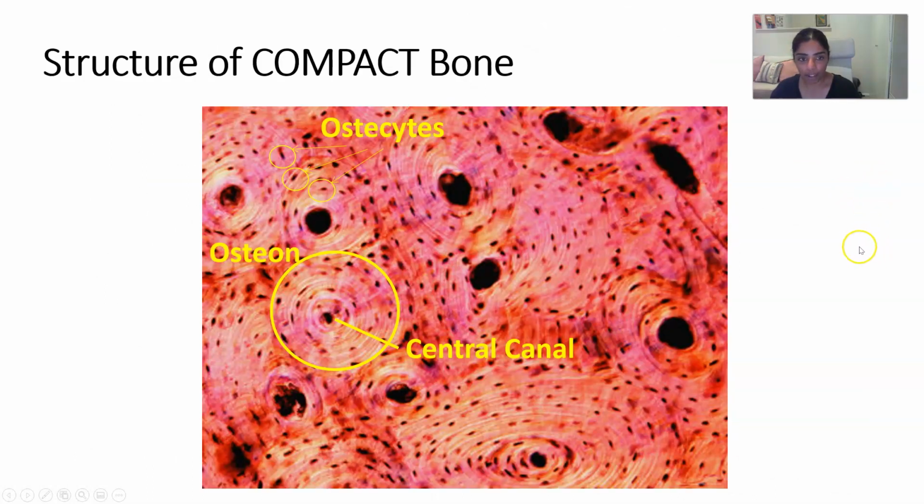So this diagram here is just another picture to show you how compact bone is arranged in real life. So we can see quite easily the central canals, and we can see these osteocytes, and we can also make out one osteon.